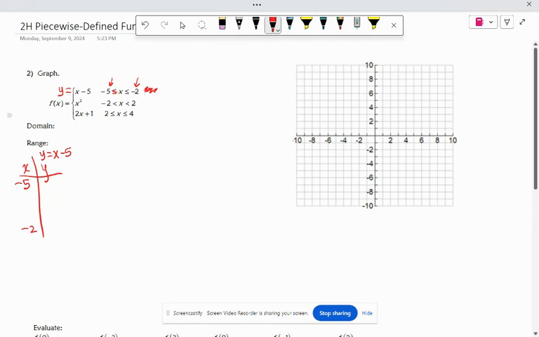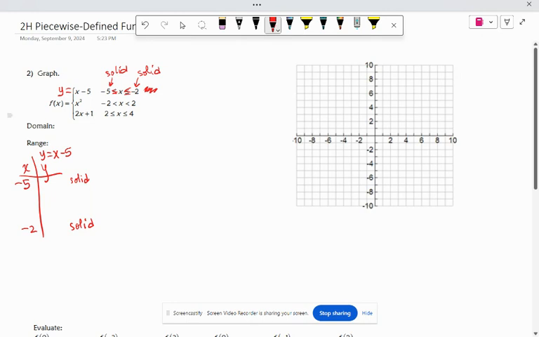The less than or equal to tells me that this is going to be a solid dot. And again, on this side, less than or equal to also tells me solid. They don't always have to be the same, but in this case they are. So I like to write myself a little note there just to make sure that I know.